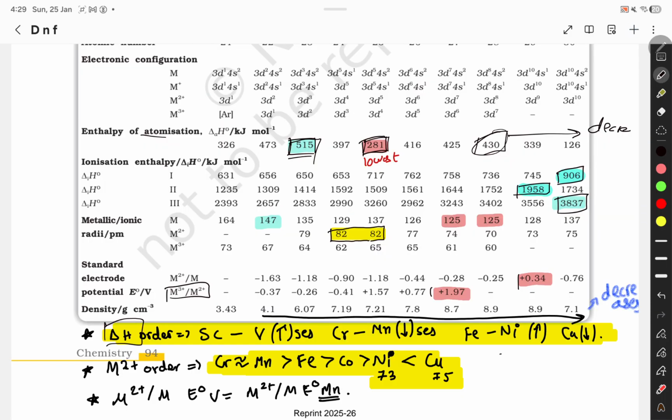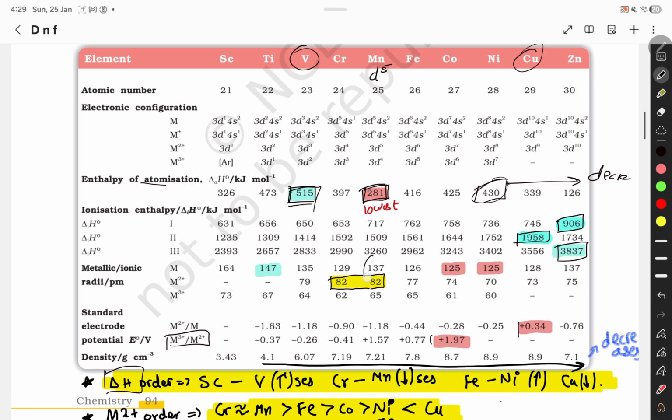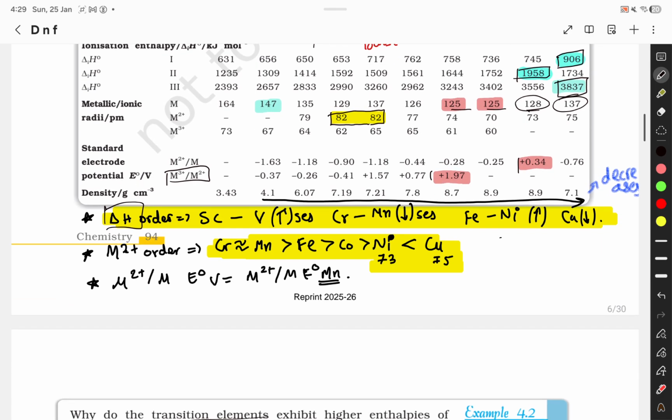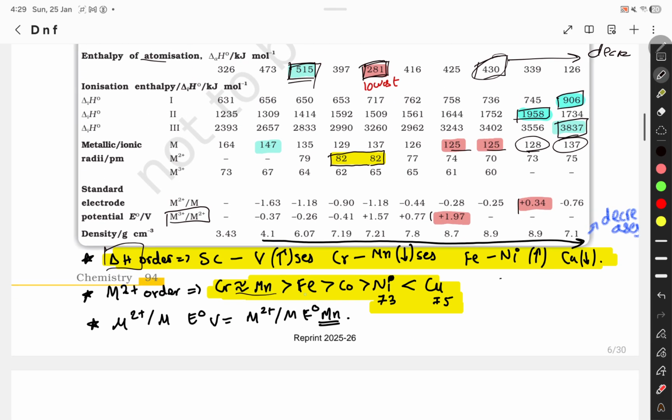Metallic radius order. It's a pretty good decrease, I would say. Left to right it's decreasing, except for Mn, which randomly has an increase. Then you have Fe, Co, Ni, Cu. Cu also starts increasing. Cu, Zn, as far as I know, I don't think this is important, so let's move on to the rest. M2+ order: Cr equals Mn, greater than Fe, greater than Co, greater than Ni, less than Cu.